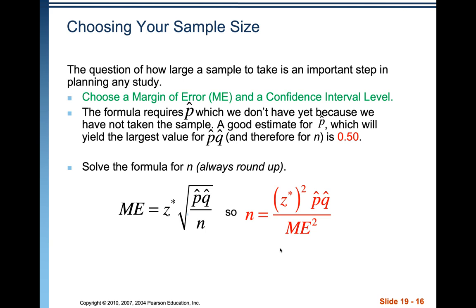So our margin of error is z star times the square root of p hat times q hat over n. If you do the algebra, you'll see that n equals z star squared times p hat times q hat over ME squared. I usually just go ahead and plug in the values in the untransformed formula, so that I don't have to memorize another formula for n, and then just do the algebra then.